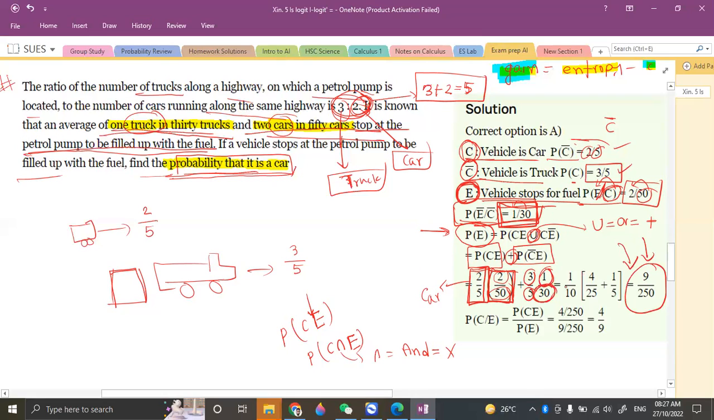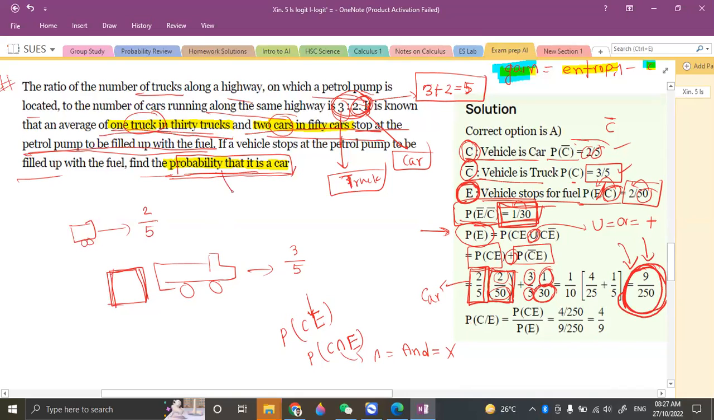So a truck or car comes for taking fuel, okay? This is the probability of any vehicle. It can be a truck or it can be a car. They come to take fuel. And now let's find that.